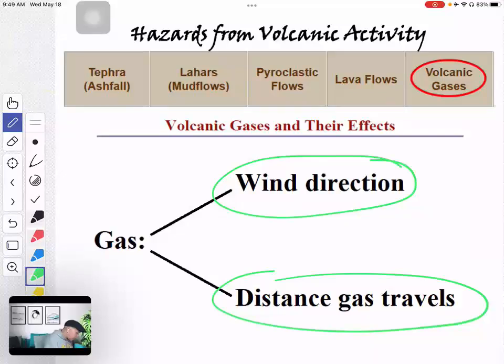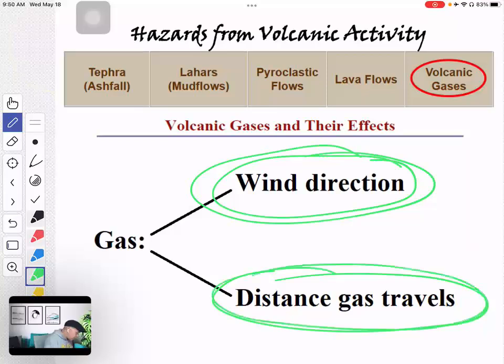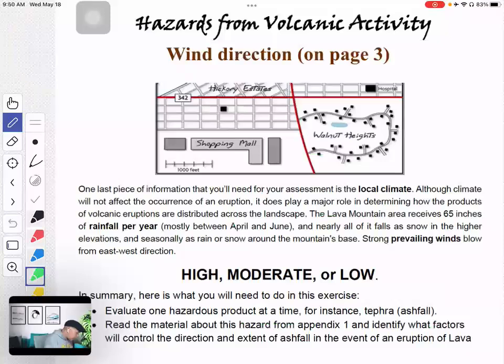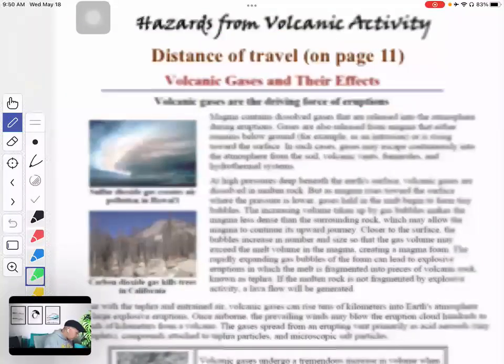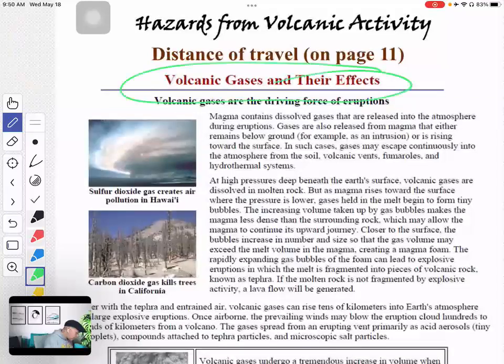And what you're going to be looking for, the things that affect gas, is going to be the wind, because gas is highly dependent on the wind direction, even more than ash. Okay. And also you're going to look for how far gas can travel from the volcano. Okay, so again, you're going to find that information. So the wind you already know, you get that on page 3. And for the distance that gas travels, you're going to look at page 11 to find out usually how far from the volcano it travels.